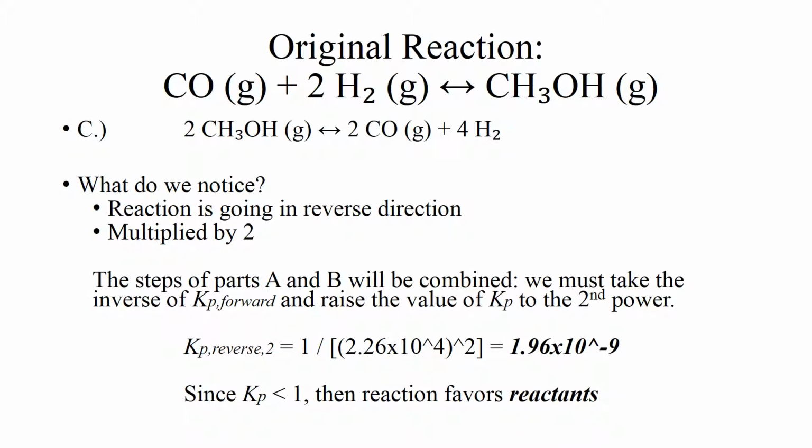In Part C, we have 2 CH3OH at equilibrium with 2 CO plus 4H2. What we notice here is that the reaction is going in the reverse direction and is being multiplied by 2. The steps of Part A and Part B will be combined in that we must take the inverse of Kp forward and raise the value of Kp to the second power. This will give us Kp reverse multiplied by 2 equals 1 over 2.26 times 10 raised to the 4, all raised to the 2, which will give us a value of 1.96 times 10 raised to the negative 9. Since Kp is less than 1, then the reaction will favor the reactants.